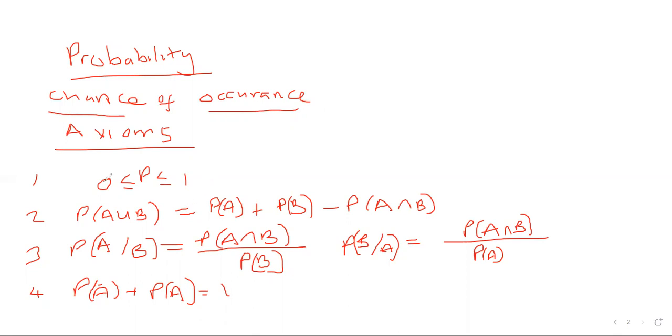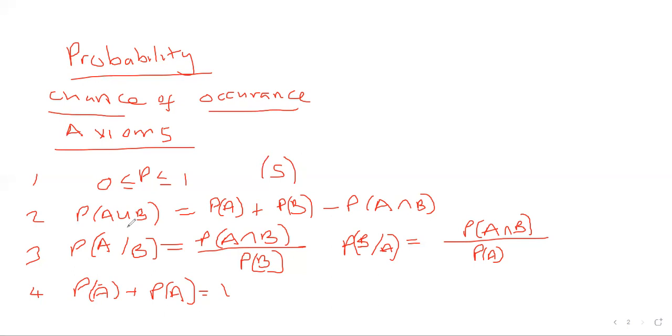Start with this: probability must range between 0 and 1. You can never get a negative or more than 100%, or 1. So this gives you what we call the sample space. If your answer is 1.2, just know there's something wrong somewhere.